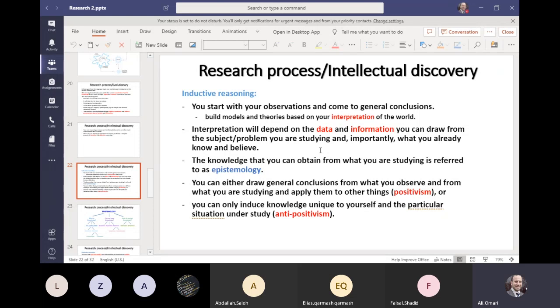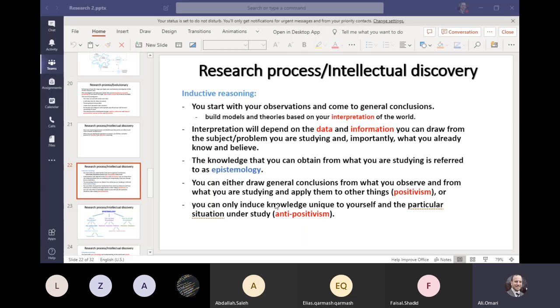Based on already known beliefs. Knowledge that you can obtain from what you are studying is referred to as epistemology. You're not required to know this terminology, but it's a good takeaway that you heard about it. What is epistemology? A little definition: it is the theory of knowledge, especially regarding its method and scope, and the distinction between justified belief and opinion.